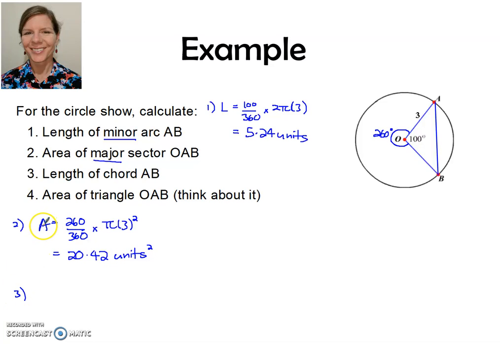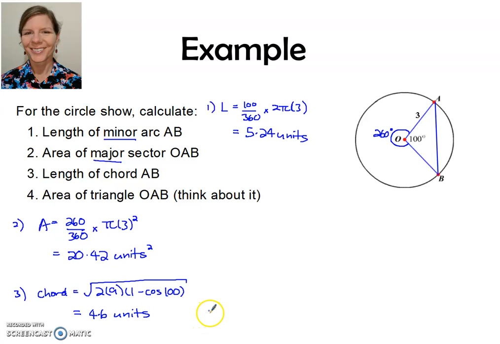Alright, 3. The length of the chord AB. So I'm going to use the cos rule derivation. That's 2 times r squared times 1 minus cos of the angle. I'm taking the square root there. It gives you 4.6 units.